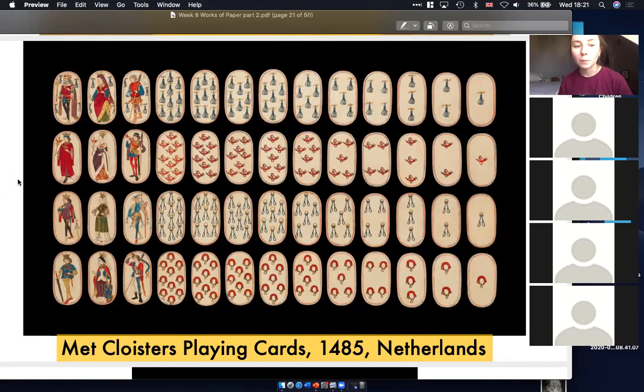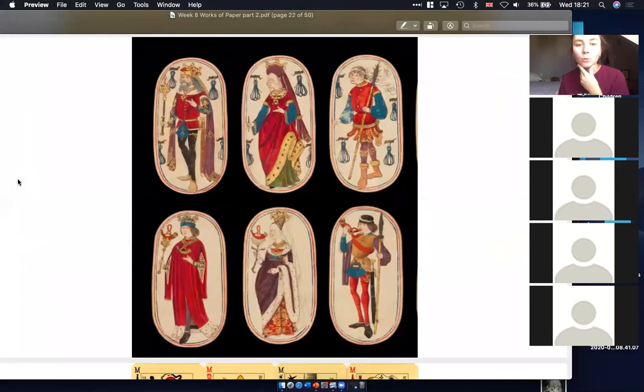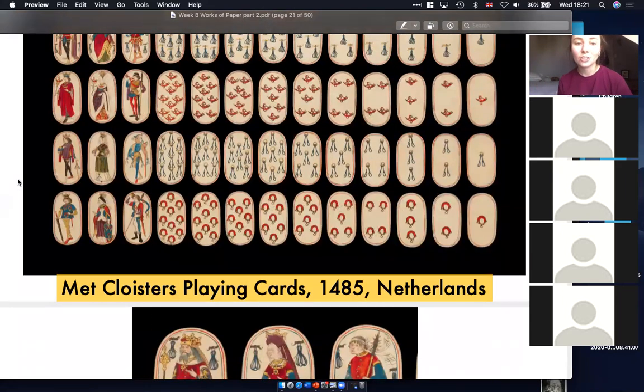I couldn't help but include this set of playing cards in New York in the Metropolitan Museum Cloisters. They're actually hand drawn, they're not woodblock printed, so it's not really the best example I could find, but they are just great. I had to include them. If you can see them in person, I think it's really worth looking at them. And the set together just looks so nice.